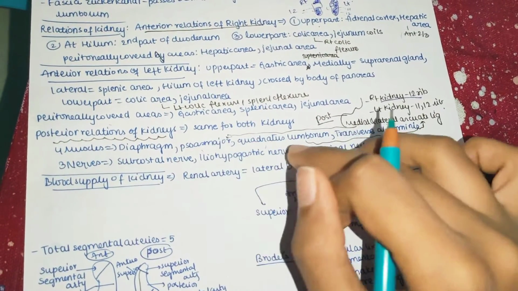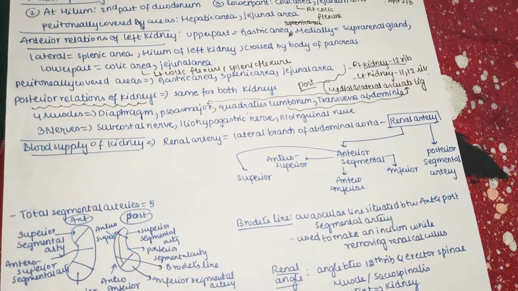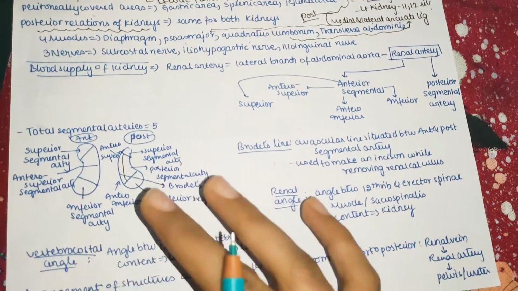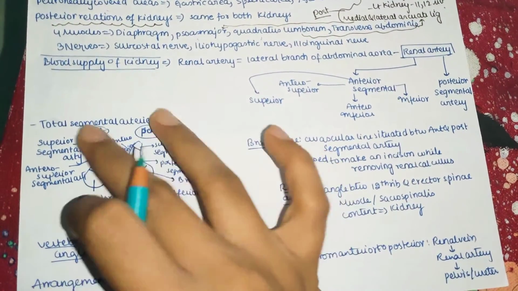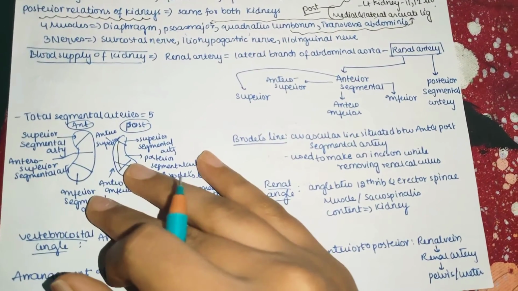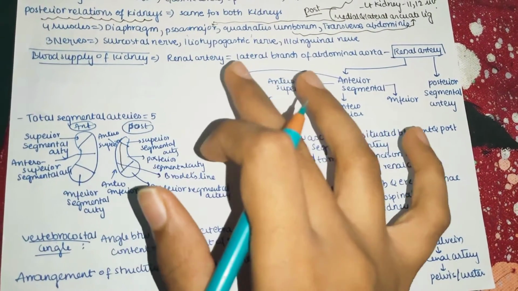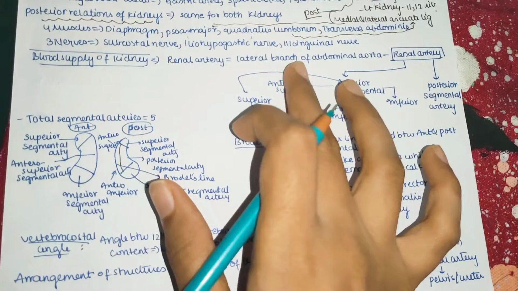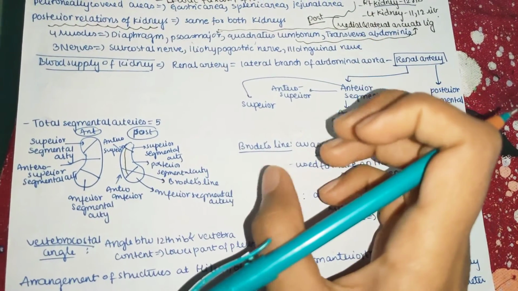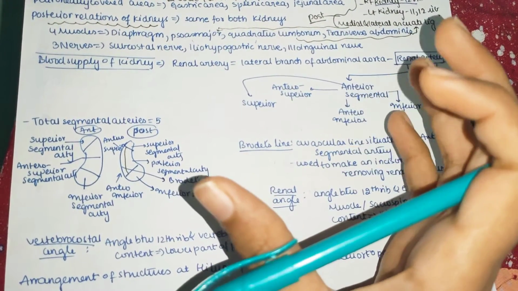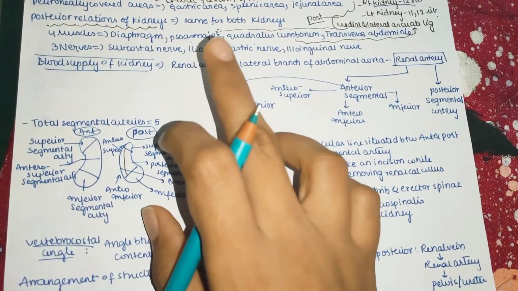So these both are lumbar nerves. So these are also present here. Now let us see the blood supply of kidney. So mainly the renal artery supplies the blood to kidney, and it is coming from the lateral branch of abdominal aorta. You know, the abdominal aorta gives lateral branches. Among them, one lateral branch is the renal artery.